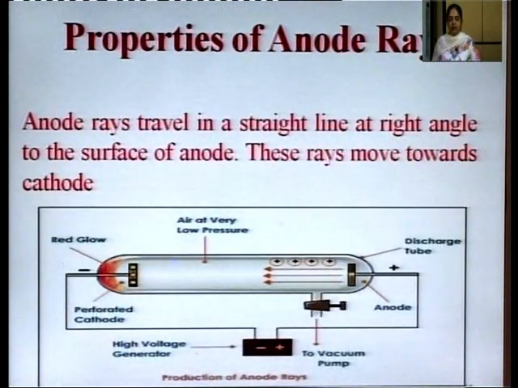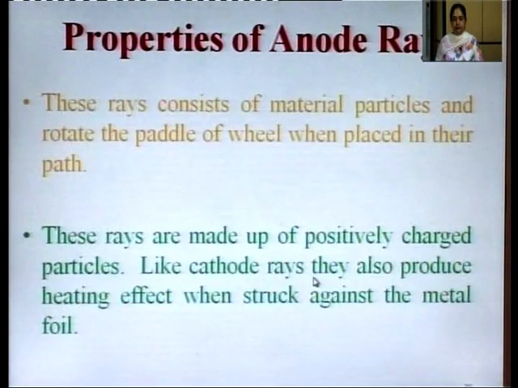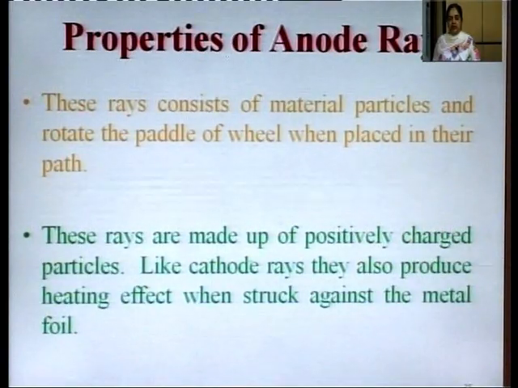Properties of anode rays. Anode rays travel in a straight line at right angle to the surface of the anode. These rays move towards the cathode. These rays consist of material particles and rotate the paddle of a wheel when placed in their path. These rays are made up of positively charged particles. Like cathode rays, they also produce a heating effect when struck against a metal foil.